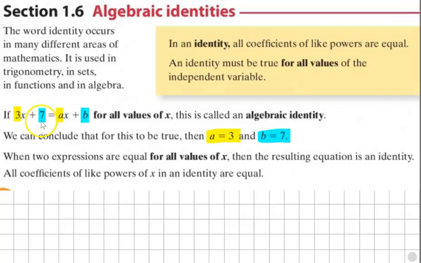If 3x plus 7 equals ax plus b for all values of x, this is called an algebraic identity. We can conclude that for this to be true, then a is equal to 3 and b is equal to 7. When two expressions are equal for all values of x, then the resulting equation is an identity. All coefficients of like powers of x in an identity are equal.